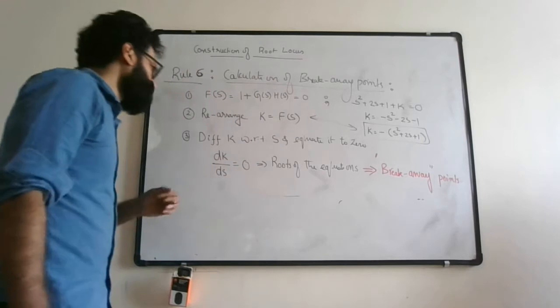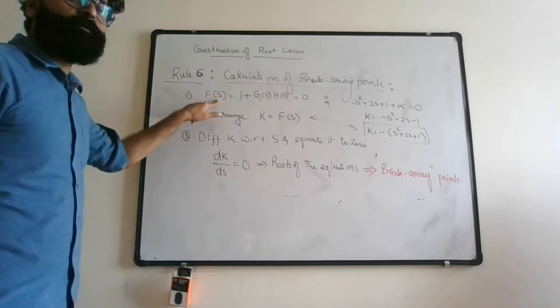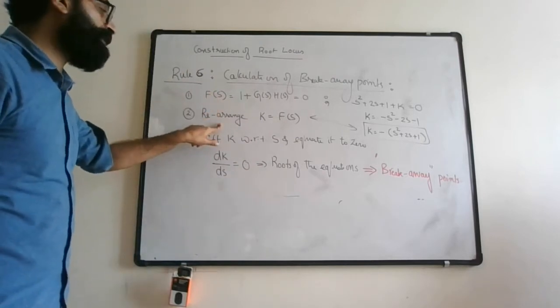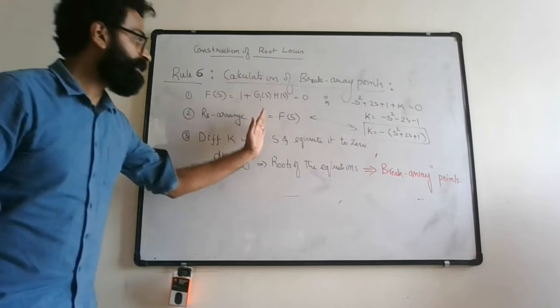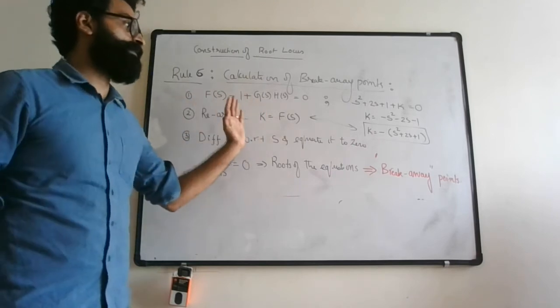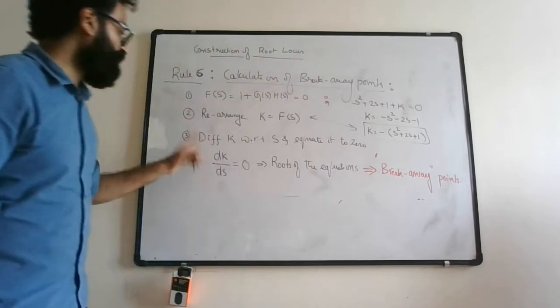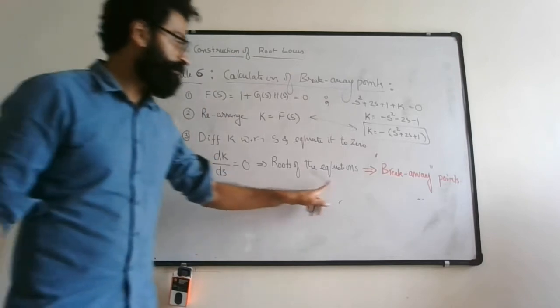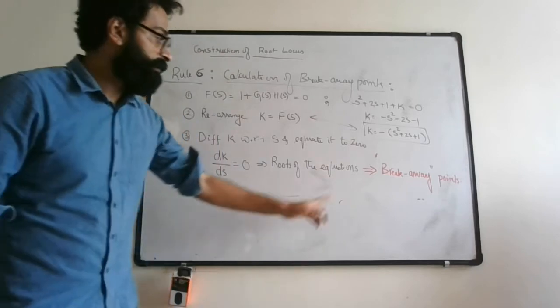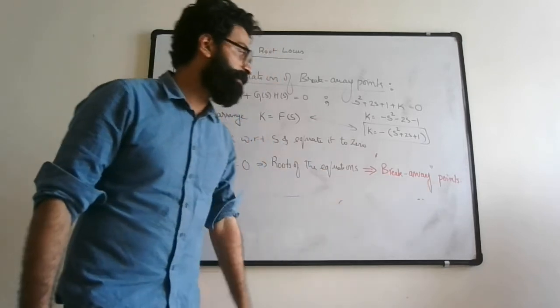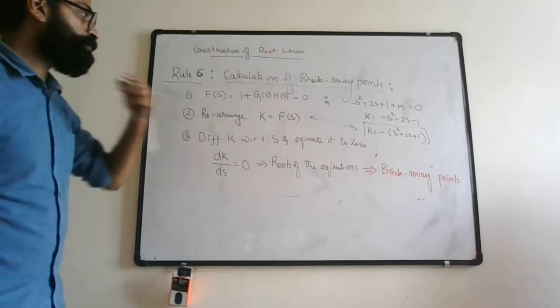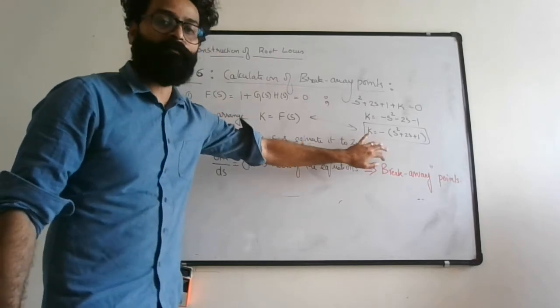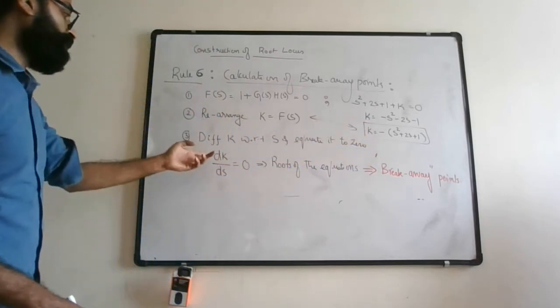Let me quickly wrap up. Write down the characteristic equation, rearrange it in such a way that you keep k terms on one side and s terms on the other. Then you perform dk by ds and equate it to 0. When you do that, you get the roots of the equation, and the roots of the equation are nothing but the breakaway points. Since we have taken an example for k, you can quickly do step number 3.